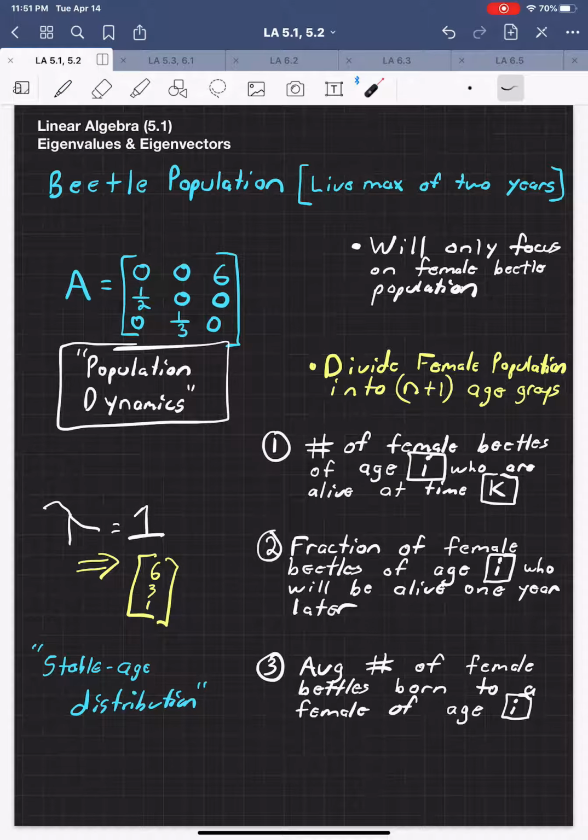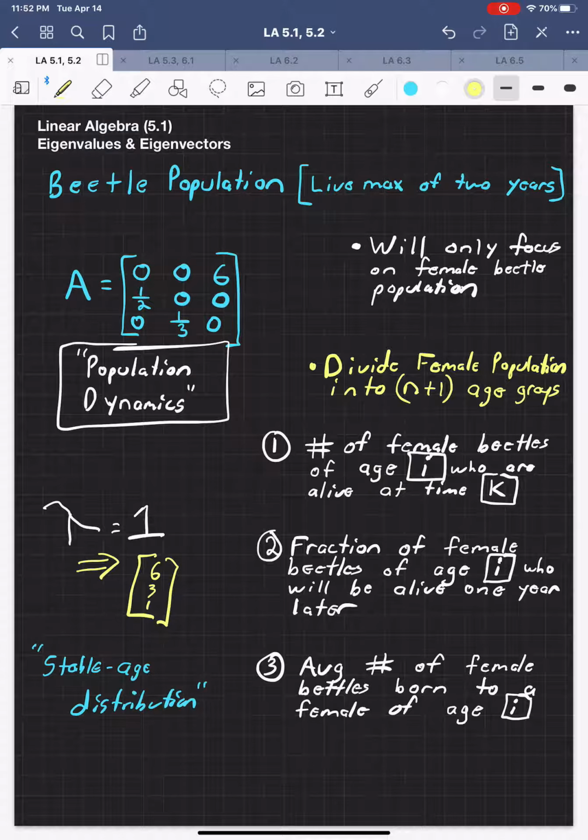In other words, if you had any multiple of this vector 6, 3, 1, meaning 6 represents the number of the first group, 3 the number of the second group, 1 the number of the third group, then the beetle population that you're studying will remain the same from year to year.